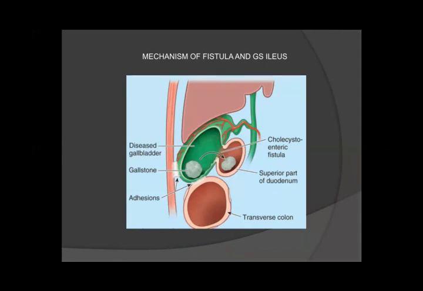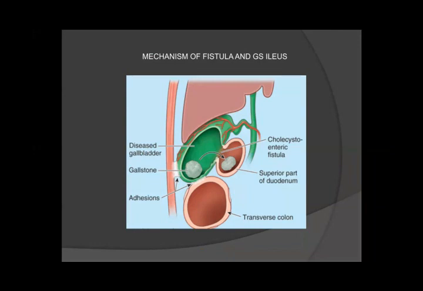Mechanism of fistula and gallstone ileus. This is a nice diagram. This is showing you exactly what we've been discussing before as well. There's a diseased gallbladder in green, and the white structure lying inside it is the gallstone.